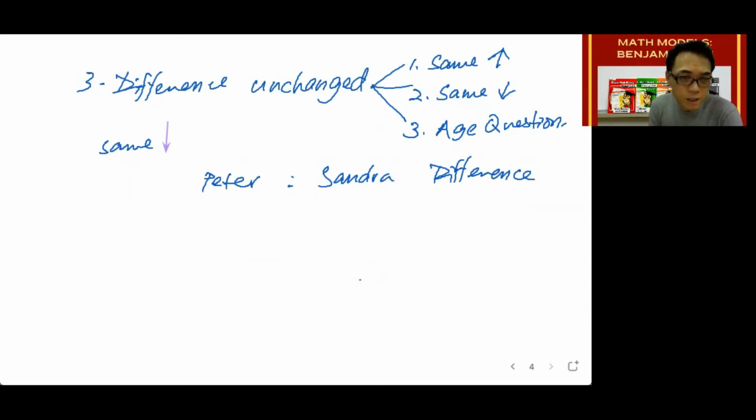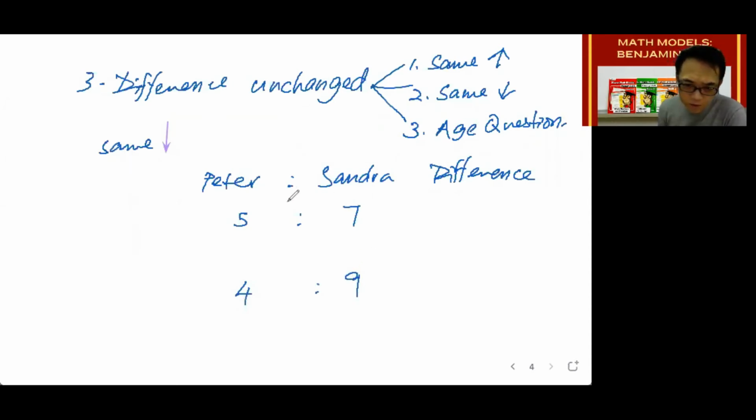for instance, Peter and Sandra both have a certain amount of money, just like previously. So let's say now Peter and Sandra is 5:7. And they both go out and they spend the same amount of money. And after they spend the same amount of money, this is important, same, let's say that the new ratio is, for instance, 4:9.